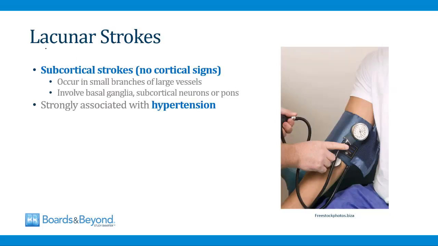Now we're going to talk about lacunar strokes, which are a type of subcortical strokes, so they will have none of the cortical signs we talked about earlier. Lacunar strokes occur in small branches of large vessels that supply the subcortex. These vessels often perfuse areas of the basal ganglia or subcortical neurons or sometimes the pons. And lacunar strokes are strongly associated with hypertension. These are a classic form of stroke that occurs in a patient with poorly controlled blood pressure.